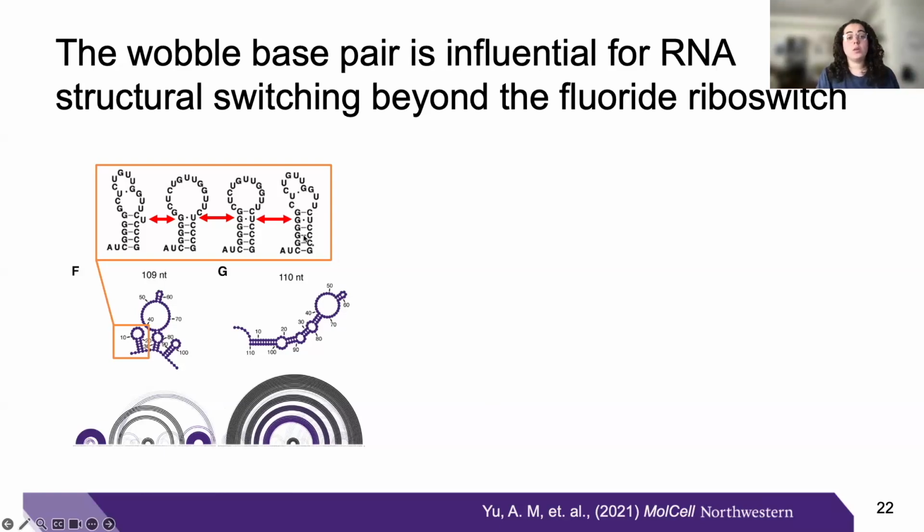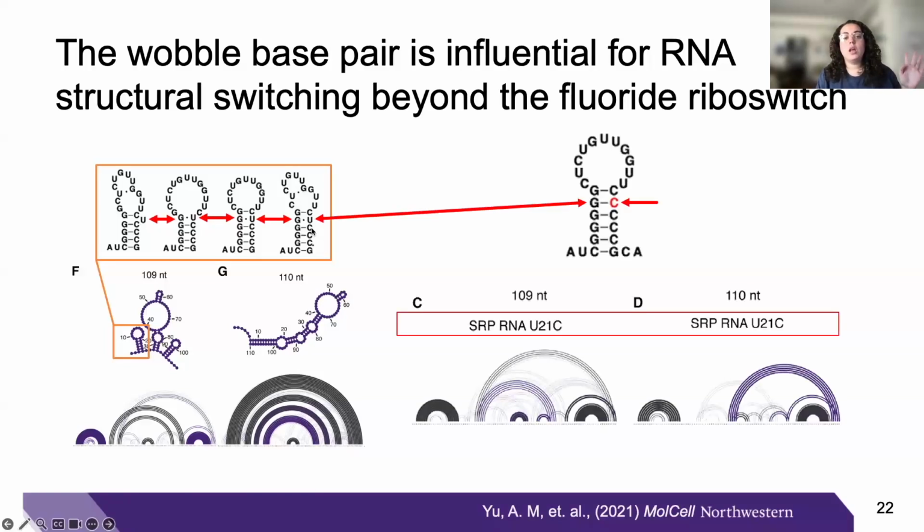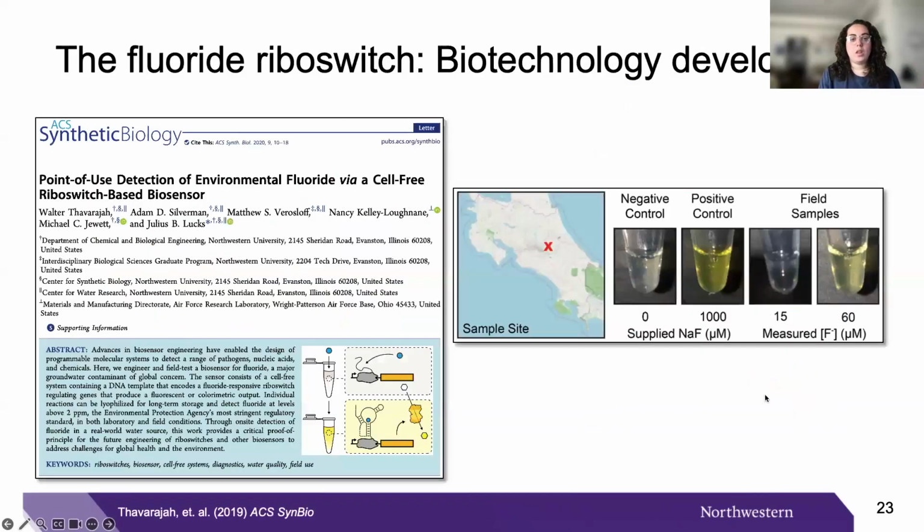Notably, there was a wobble base pair within that first helical stem that allowed dynamic helical formation. But when they mutated the U to a C and locked that hairpin nice and tight, all of a sudden there was no longer this rearrangement that occurred between 109 and 110 nucleotides. It was locked in this pre-formed structure.